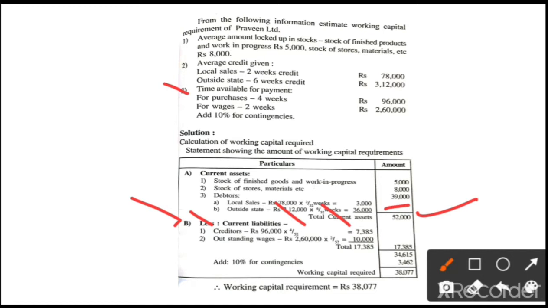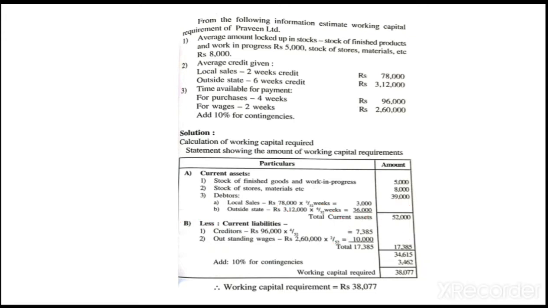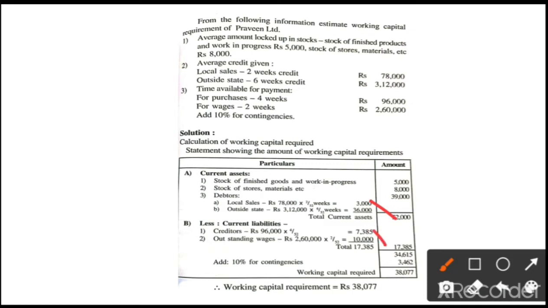Next, the second one, wages for 2 weeks. Total wages are 2,60,000. Of the 2,60,000, we have to show outstanding wages, meaning we have not yet paid. If you have not paid, that is a liability, so it goes to outstanding wages. 2,60,000 into 2 by 52, only 2 weeks outstanding is there. So that is 10,000. Total is 17,385. So 52,000 minus 17,385, we will get 34,615. So this is actually the working capital.